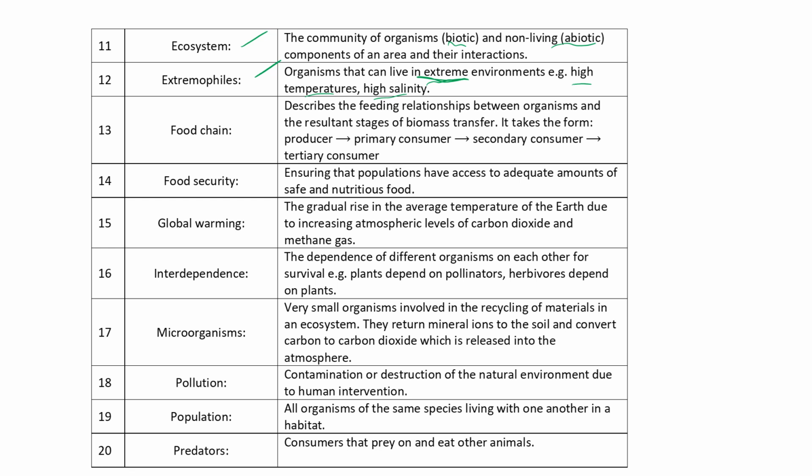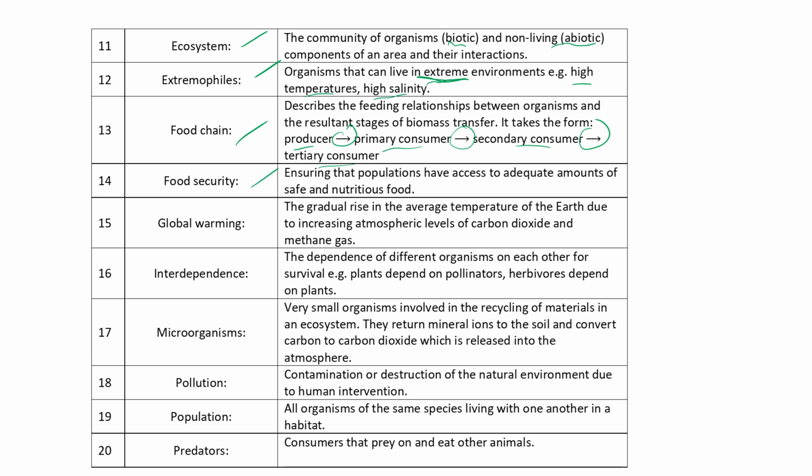Describes the feeding relationships between organisms and the resultant stages of biomass transfer. It takes the form of producer, primary consumer, secondary consumer, tertiary. The arrow kind of means eaten by, even though it's not quite that. It's a food chain. Ensuring that populations have access to adequate amounts of safe and nutritious food: food security.